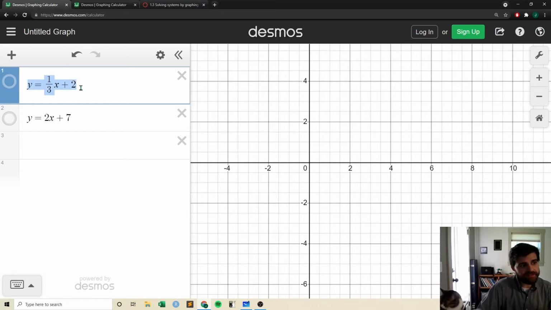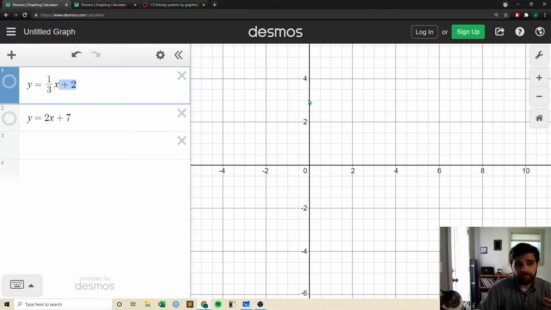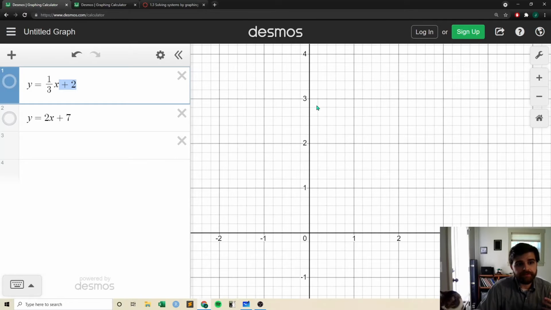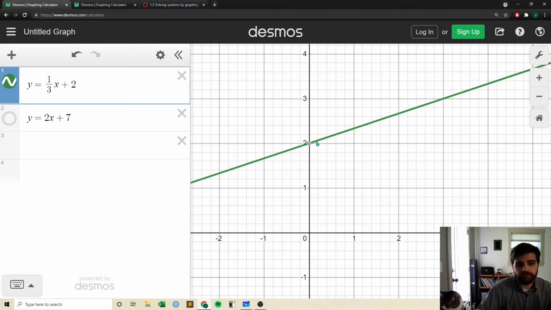So if I were to graph this line, we'd see that it would cross the y-intercept at 2, and it would have a slope of 1/3, meaning from 2 we'd go up 1 unit. Let's see, we're at 3 here, so up 1 unit and over 3. Cool, so we see that slope of 1/3, up 1, to the right 3, because we're in the positive direction.